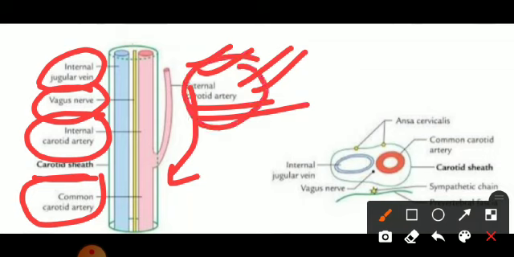You have to remember only this: internal carotid, common carotid, internal jugular vein and vagus nerve. These are the structures inside the carotid sheath.